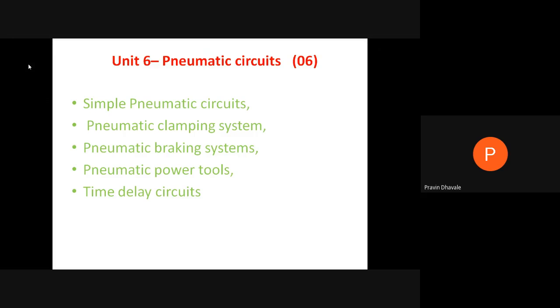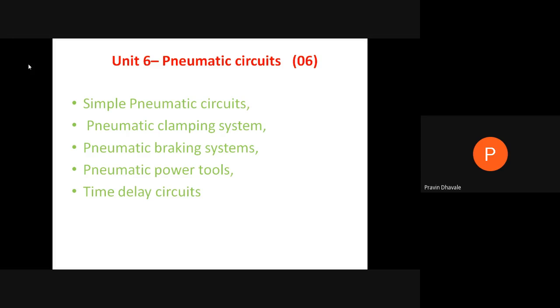Okay. Good morning. Welcome to all. In the last lecture, we already started the chapter on pneumatic circuits, where we study different types of simple pneumatic circuits, which include the major elements required to actuate a pneumatic circuit for a particular application.